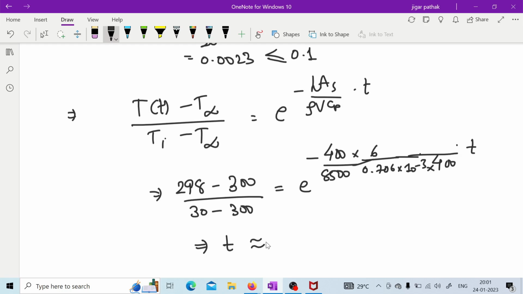So can anyone tell what is the answer? Sir, what is Cp? Cp is this 400.